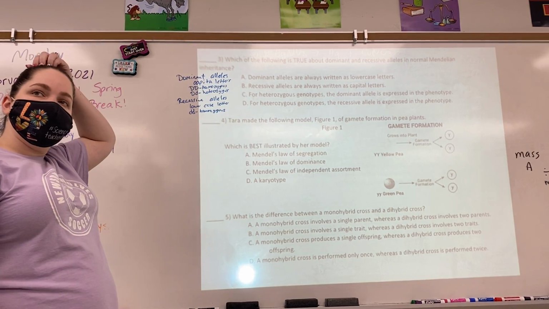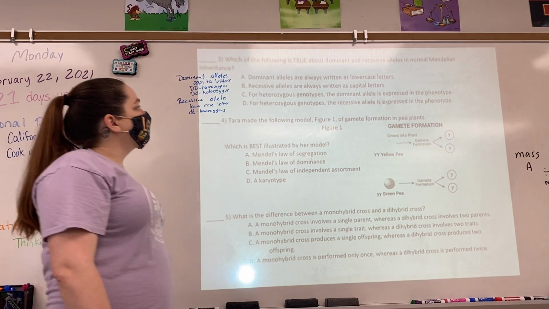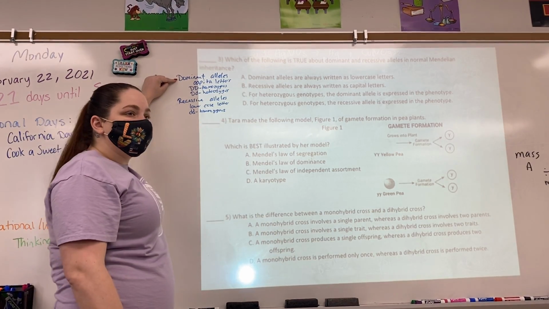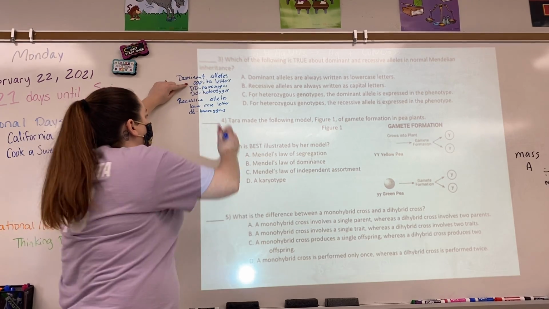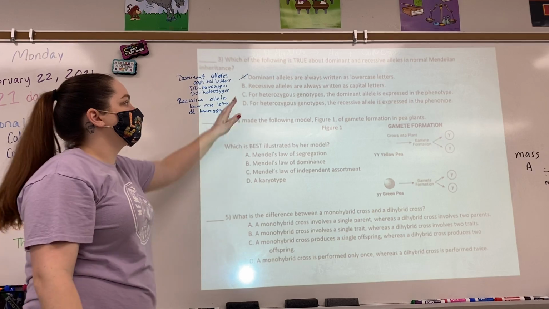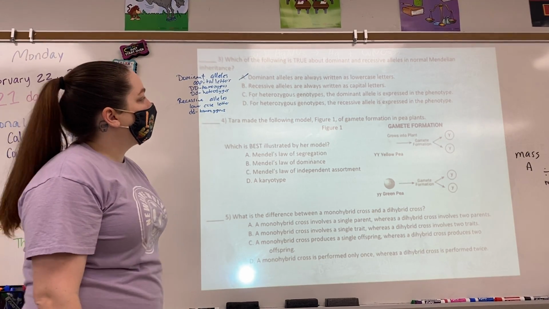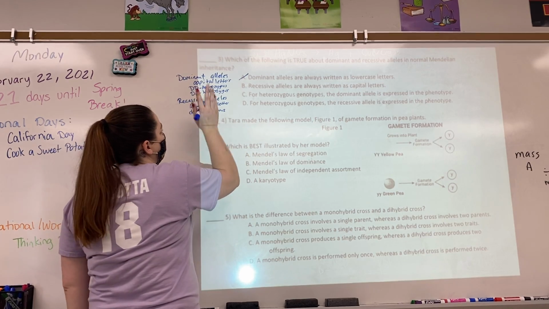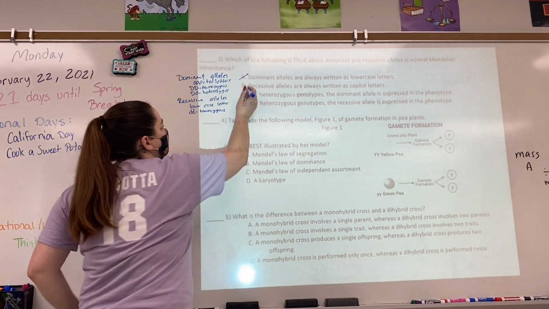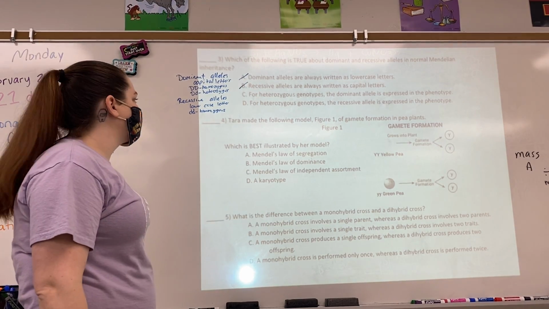Now I'm going to read the answer choices and pick the best one. So A says that dominant alleles are always written as lowercase letters. Well, if I look, I already said right here that dominant is on my capital letters. So A is incorrect because dominant should be capital letters. B says recessive alleles are always written as capital letters. Well, that one is incorrect because right here I wrote down that recessive alleles are lowercase letters. So A and B are switched. So both of those are incorrect.